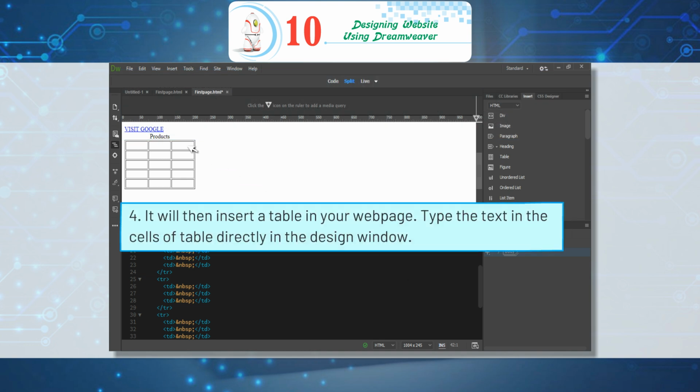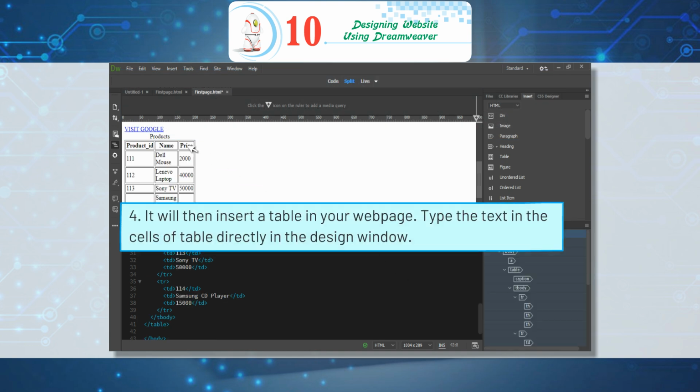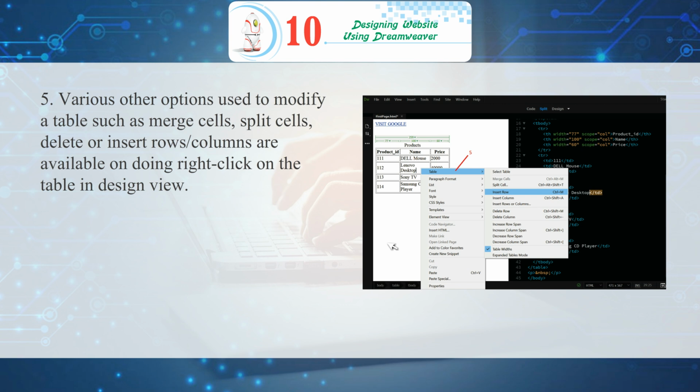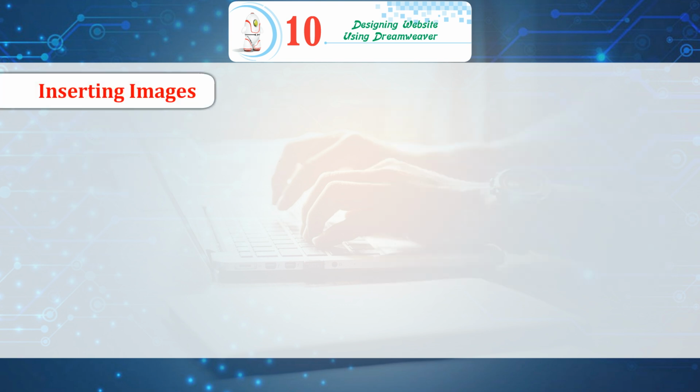4. It will then insert a table in your web page. Type the text in the cells of table directly in the design window. 5. Various other options used to modify a table such as merge cells, split cells, delete or insert rows or columns are available on doing right-click on the table in design view.